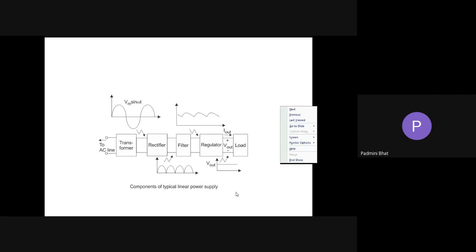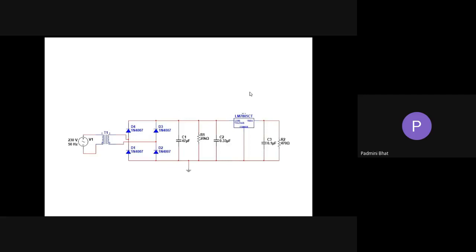This is the load. This is the circuit: AC, and this is the transformer. From 230 volt, if I want 5 volt output, I cannot directly connect that to a regulator, so I need to step it down depending on the turns taken here. A 1:1 ratio means it will be 230 only, or it can be 110 or less than that.